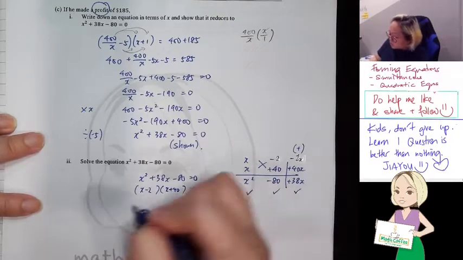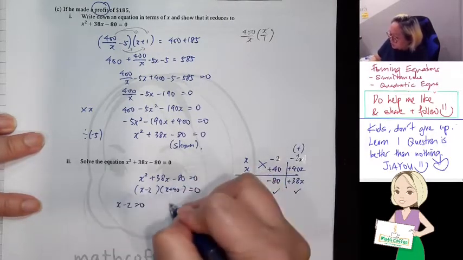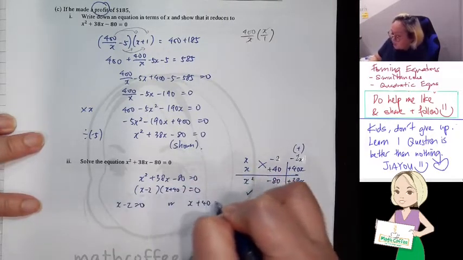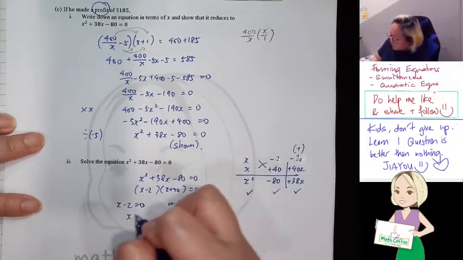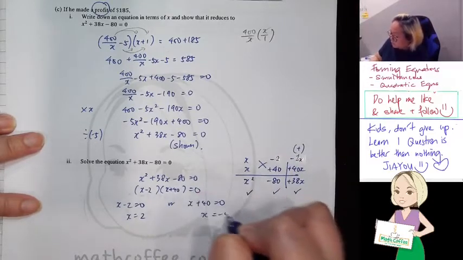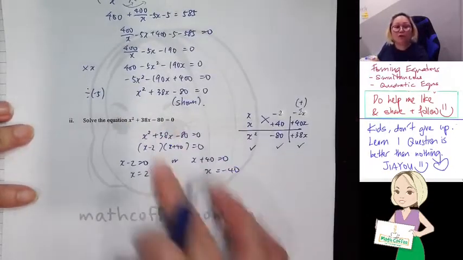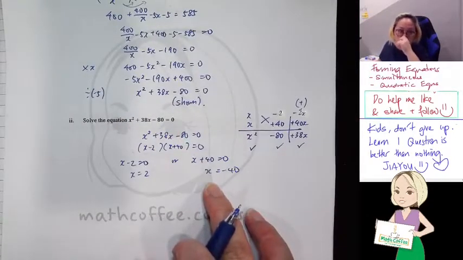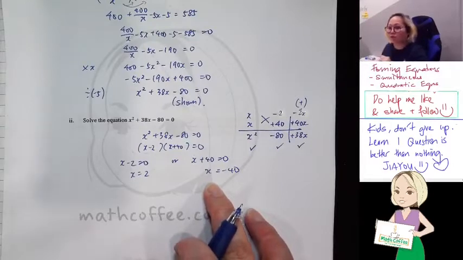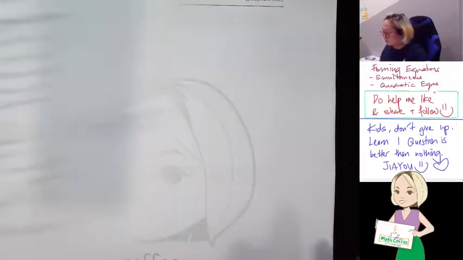So you will have x minus 2 equals to 0 or x plus 40 equals to 0. So you have x equals to 2, x equals to negative 40. Okay, take note kids, they only ask you to solve this equation. Although the x doesn't make sense here, negative, you do not reject here.